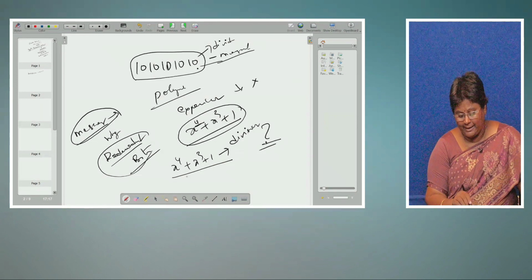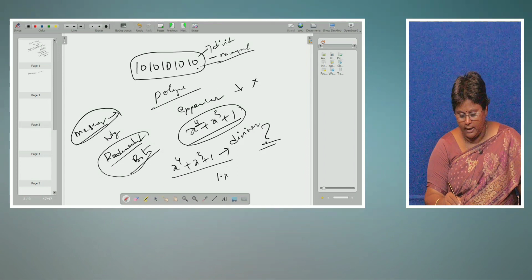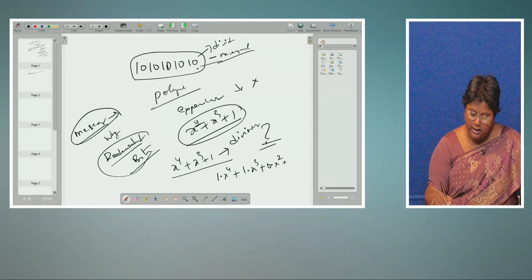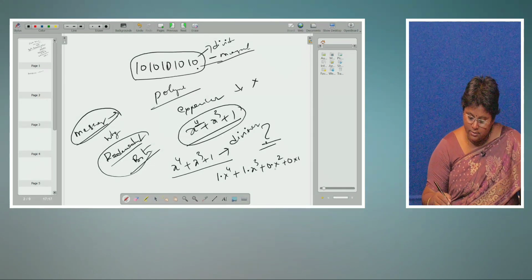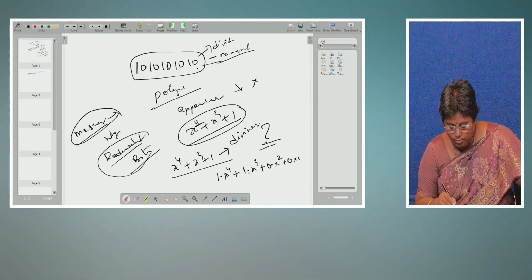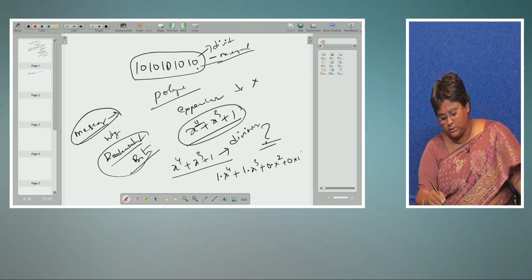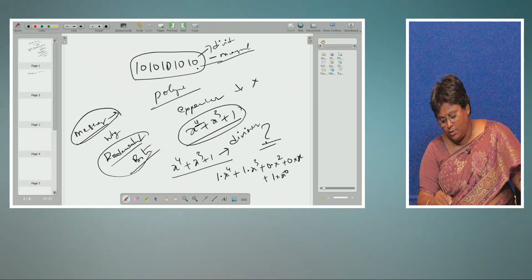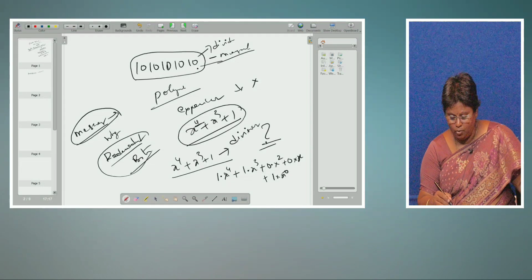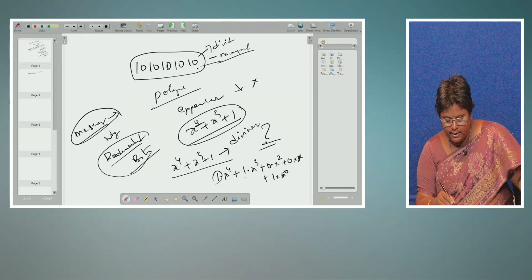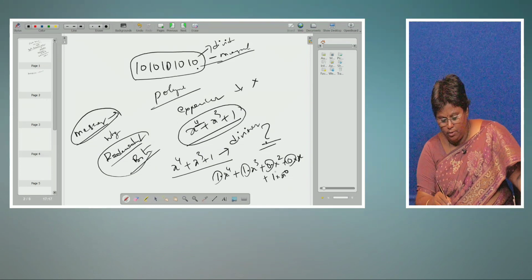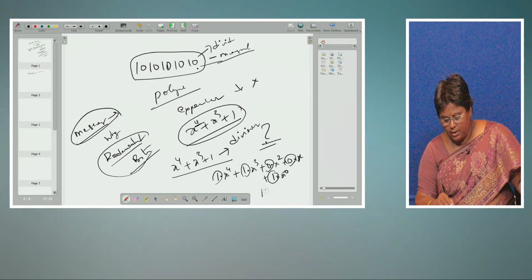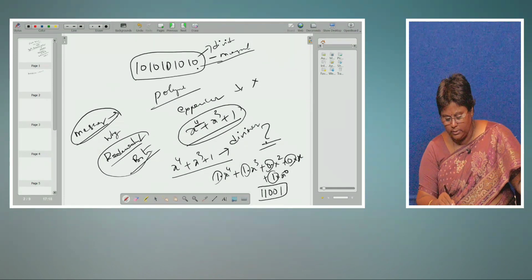We expand this polynomial as 1 into x power 4 plus 1 into x cube plus 0 into x square plus 0 into x plus 1 into x power 0. Now let us take all the coefficients. What are the coefficients? They are binary coefficients: 1 1 0 0 1. Now this will become your divisor.